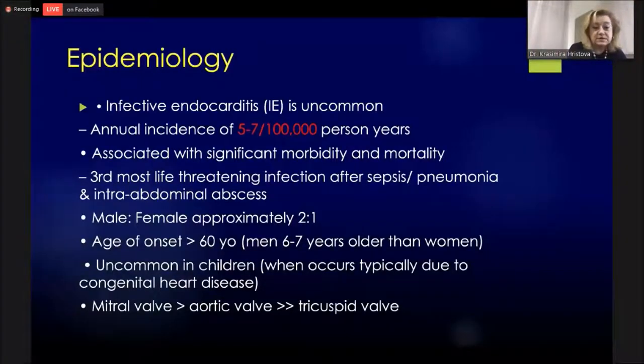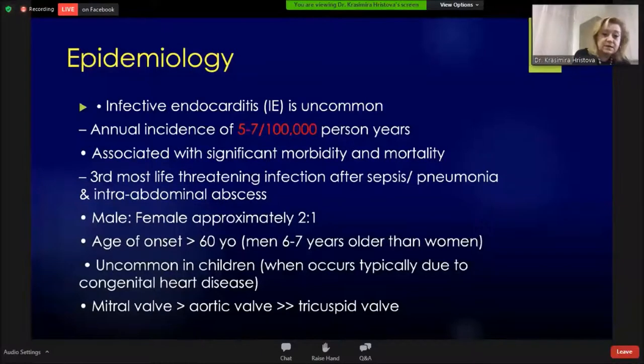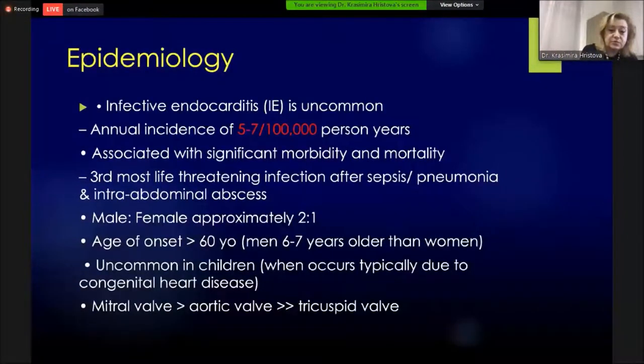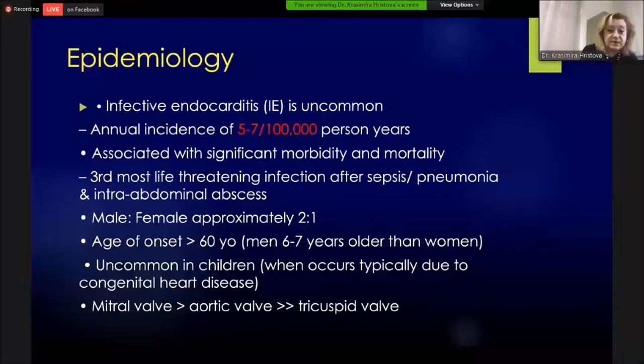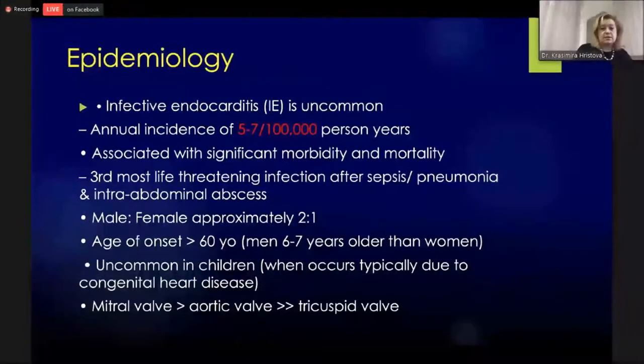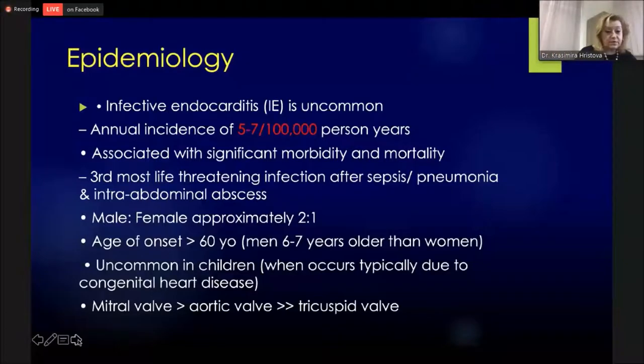This is the third most common life-threatening infection after sepsis and pneumonia. It predominantly affects males rather than females, around 2 to 1, and the age of onset is over 60, with men older than women. It's very uncommon in children, but it occurs in those treated for congenital heart disease. The mitral valve is very often involved in this disease.